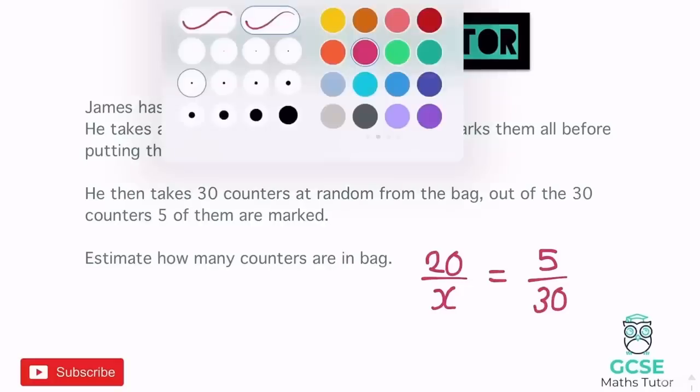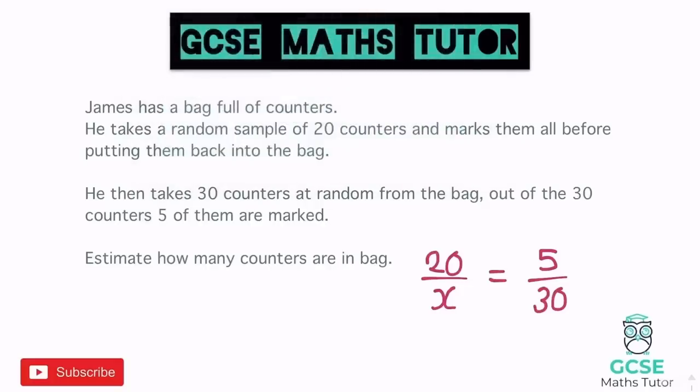So in order to work out how many that x value is, we just have to think, okay, well, how do we get from 5 to 20? And we do that if these fractions are equivalent by multiplying by 4. So in order to get that number on the bottom there, we would multiply this by 4, and that would give us 120. So our answer would be 120 counters.